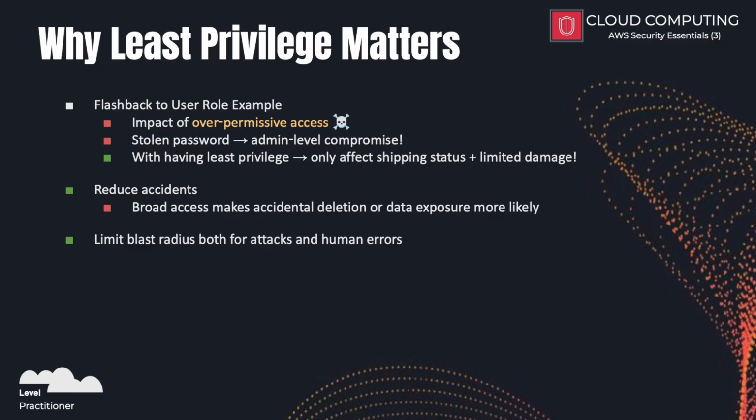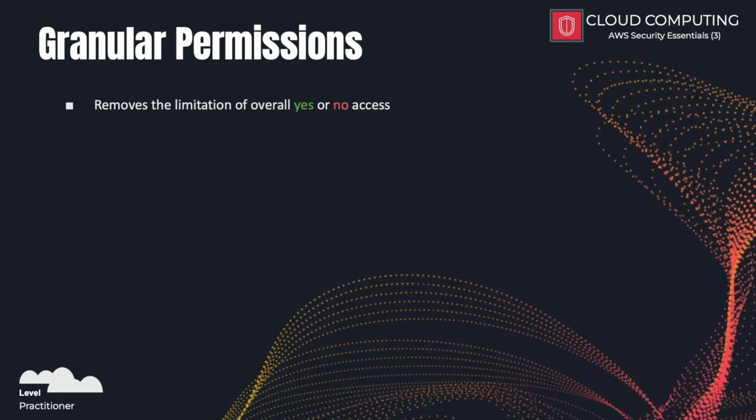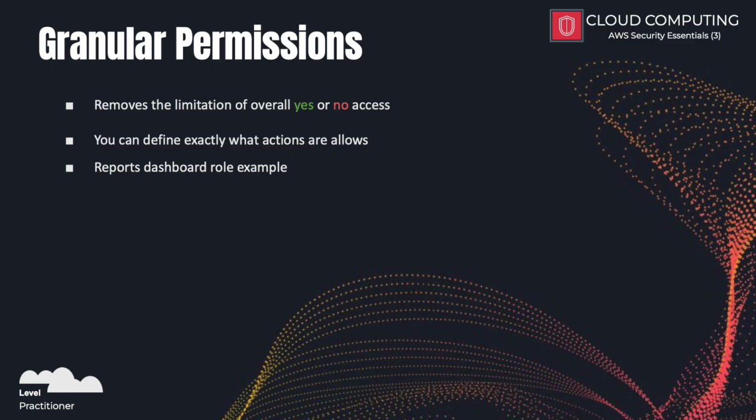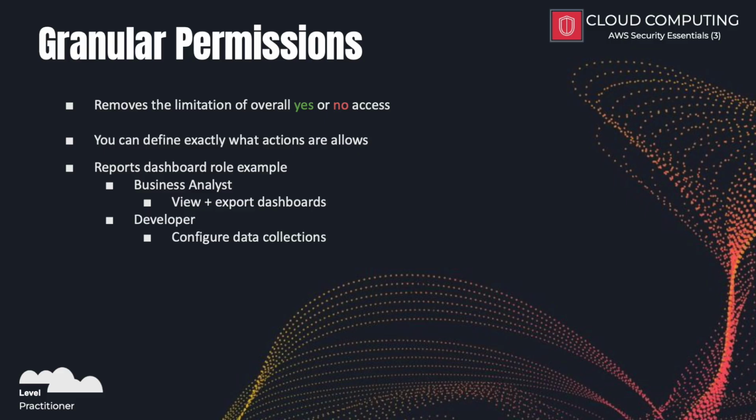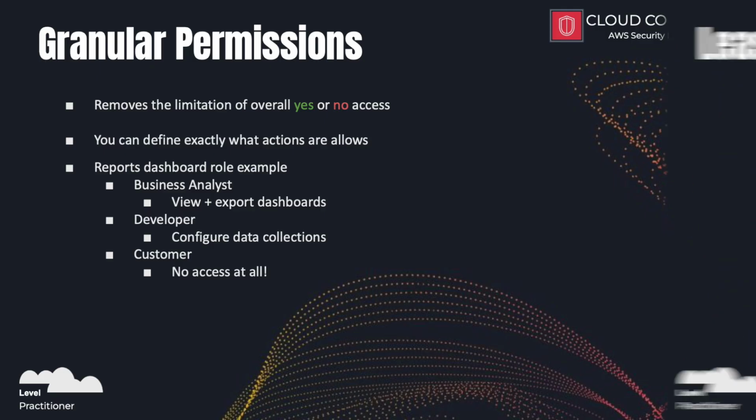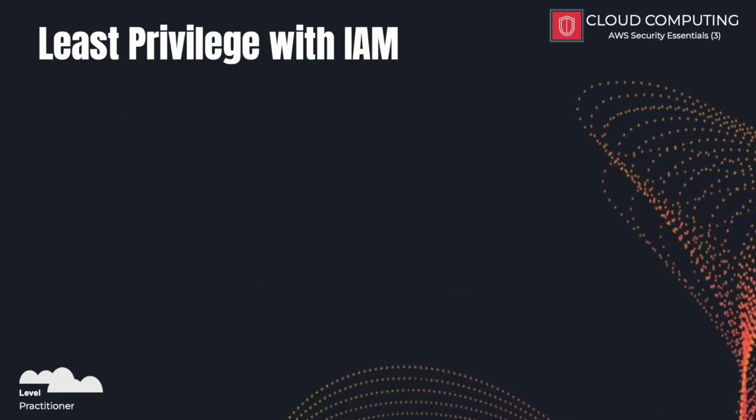Another key part of least privilege is granular permissions. Instead of simply granting access to a system, you define exactly what actions are allowed. For example, consider the reports dashboard role. A business analyst may only need to view and export dashboards. A developer may configure data collections but not access financial exports. A customer should have no access at all. So instead of saying this user can access the dashboard, you define permissions like view reports, change report settings, export data. This detailed level of control is exactly what AWS IAM, Identity and Access Management, provides.